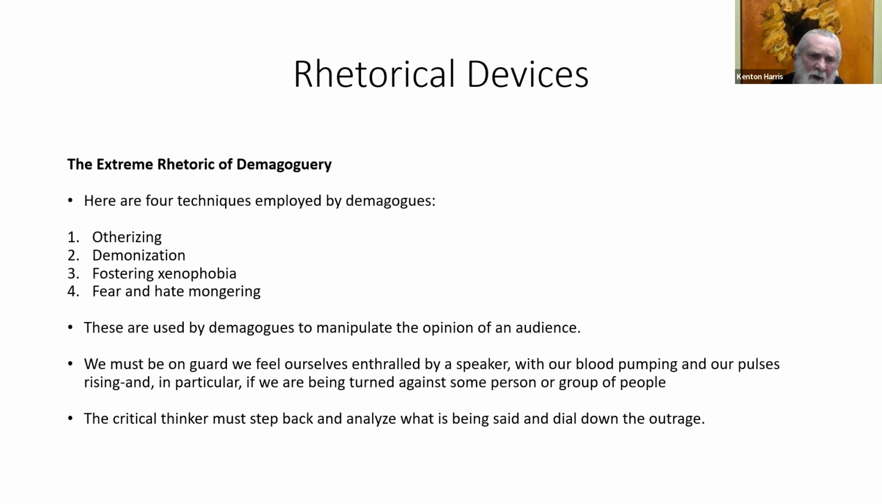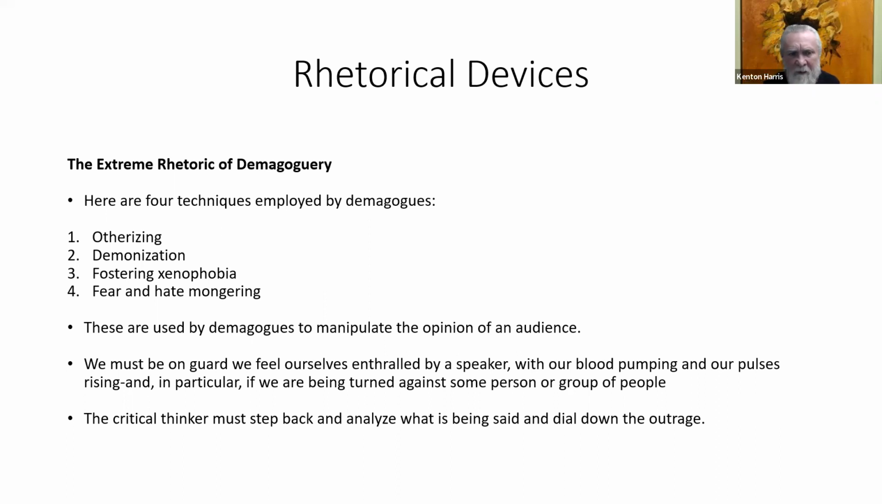The last thing I want to talk about is extreme rhetoric or demagoguery, right? There are four techniques often employed by demagogues: othering, demonization, fostering xenophobia, fear, and hate mongering. These are used by demagogues to manipulate the opinion of the audience. We must be on guard when we feel ourselves enthralled by a speaker, with our blood pumping and our pulses rising. In particular, when we're being turned against some person or some group. The critical thinker should step back and analyze what's being said and dial down the outrage.